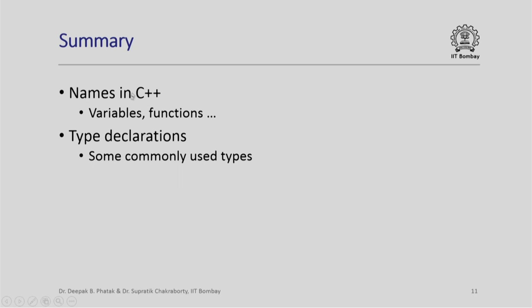So in summary, what we have seen in this lecture is that there are certain rules for assigning names in C++. Names need to be associated with variables, functions, and in general any computational object that you have in your program. Type declarations are absolutely essential for any named entity in your program. Variables must have type declarations, functions must have type declarations, function parameters must have type declarations, function return values must have type declarations, and we have looked at some commonly used types just to illustrate how to write a program with named variables and functions, and how to declare the types of these variables and functions.